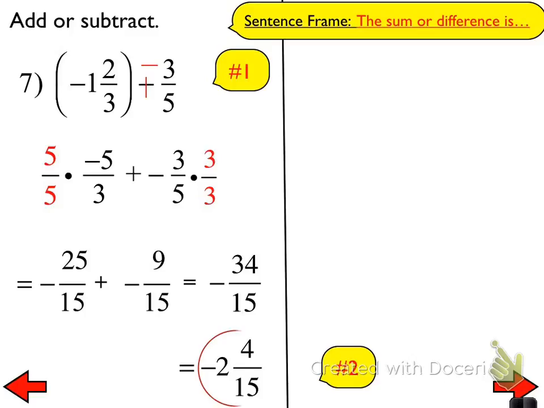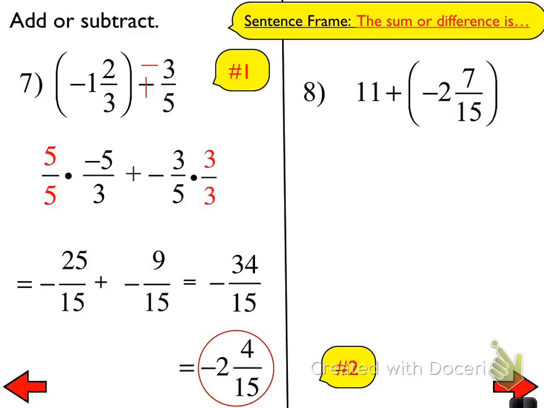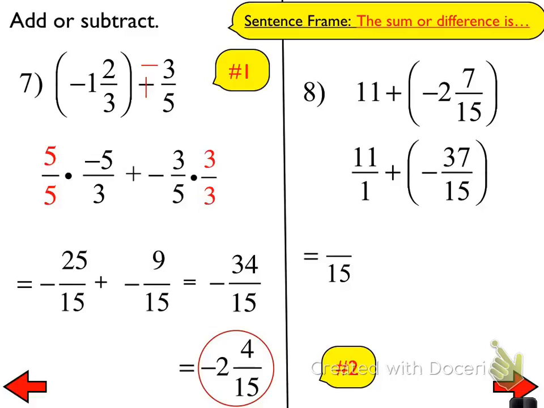Okay. So for number 8, a lot of people were asking me, well, Miss, what am I supposed to do with the whole number? I put it over 1. I went ahead and changed that mixed number into an improper fraction as well. And here, it's funny because a lot of you were curious what my lowest common denominator is going to be. 15. Because 1 could be made into any number you want, right? So it's going to be 15.